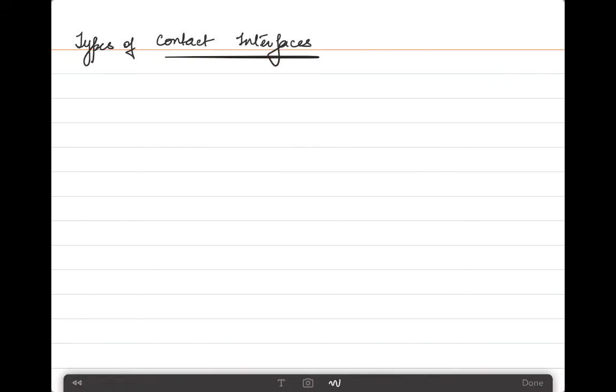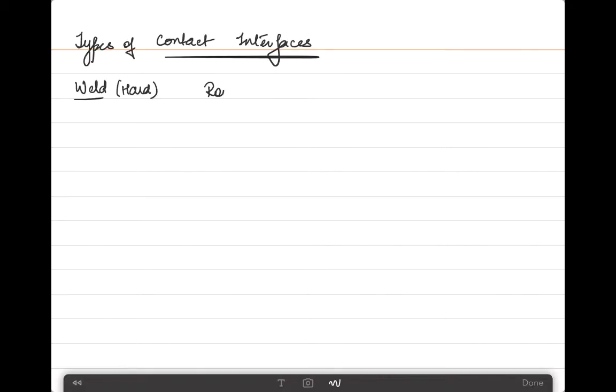Now let's discuss some of the major types of contact interfaces that you would be seeing in your analysis or in your problems as you are trying to model anything that comes in contact during the finite element analysis. I will put these types of contact interfaces into 4 different categories, and the first category, let's call it a weld contact. It can also sometimes be called a hard contact condition.